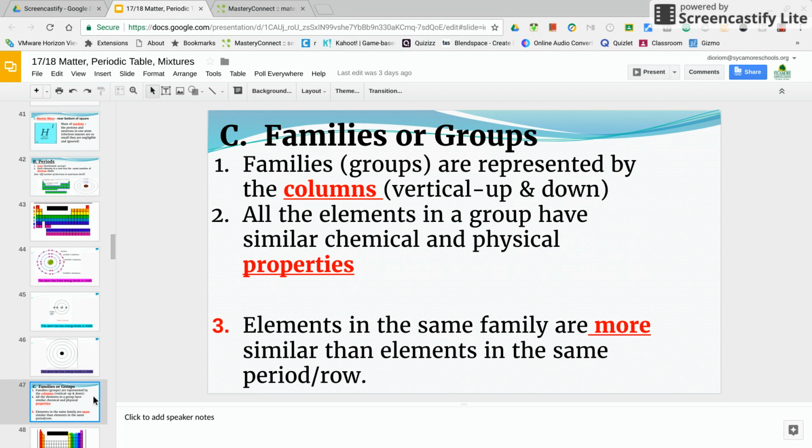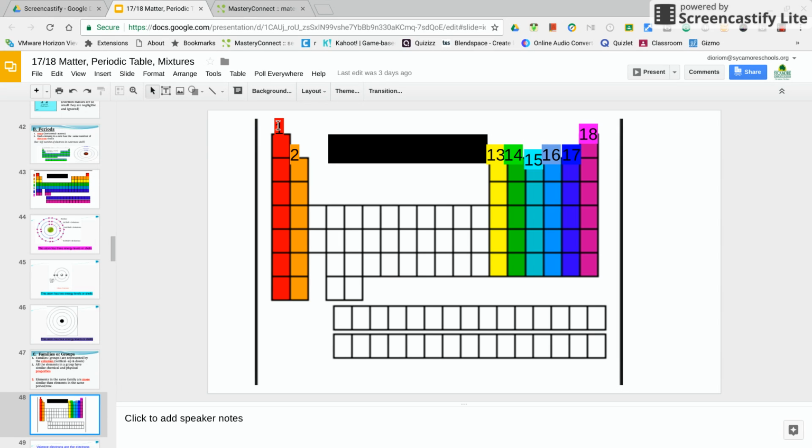Another piece of information we looked at based upon where it was located is what family or group that element would be in. Now, elements that are in the same family or group, also known as vertical columns, have more in common with each other than any other element on the periodic table. So if I look, here is column 1. All of these particular elements are extremely reactive.